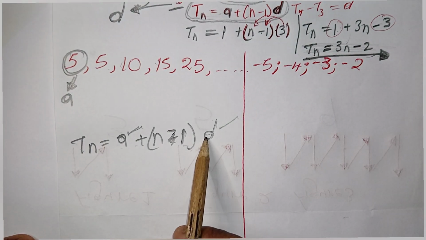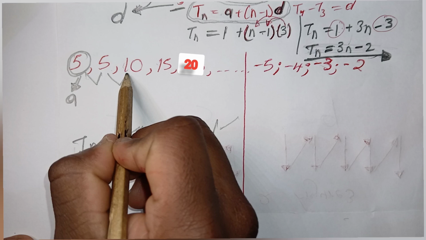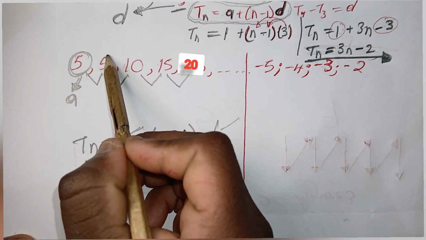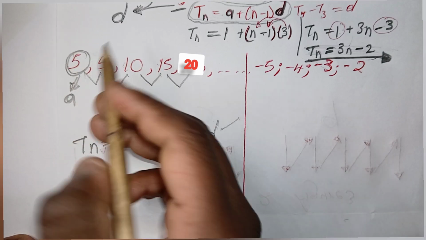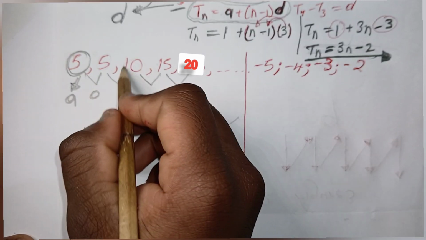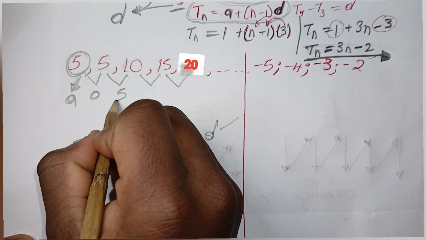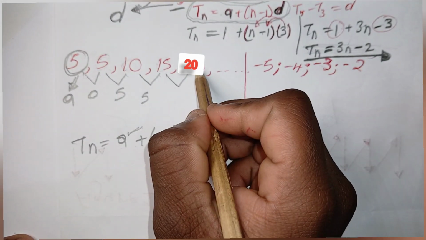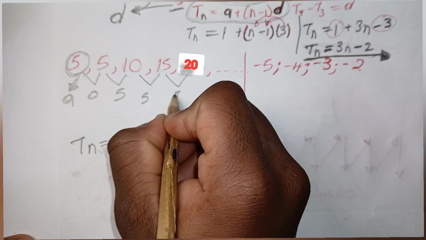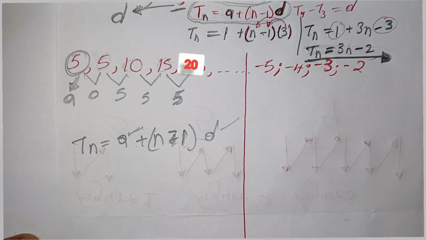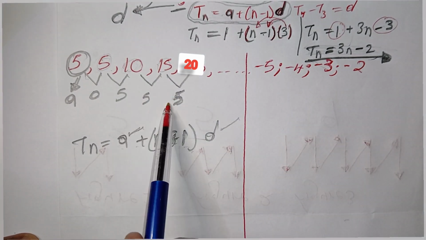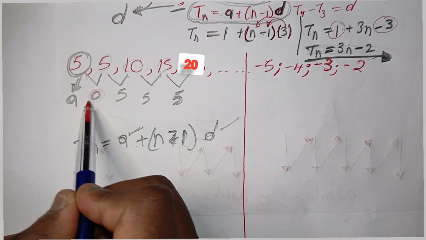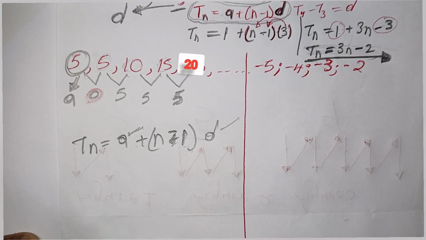Now to get d, we just get the difference between these numbers. To get the difference, you say final minus initial: you get 0. Final minus initial, you get 5. Final minus initial, you get 5. Final minus initial, you get 5. So, do you see our difference here? It is the same, but the problem is what? Here it is 0.